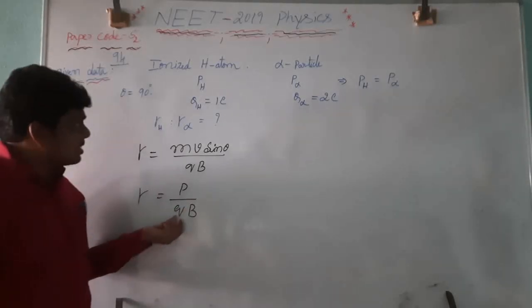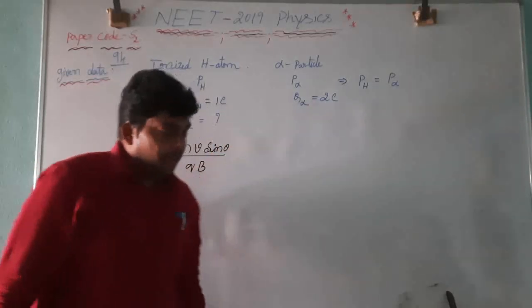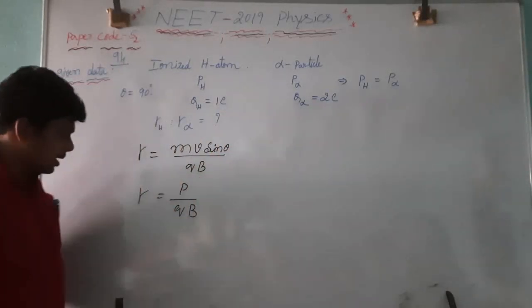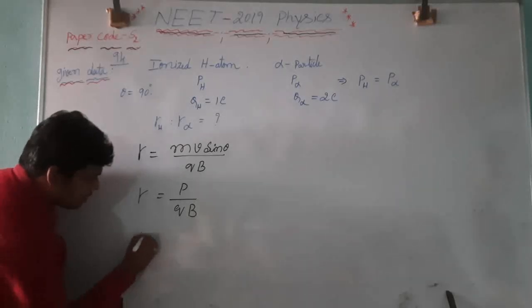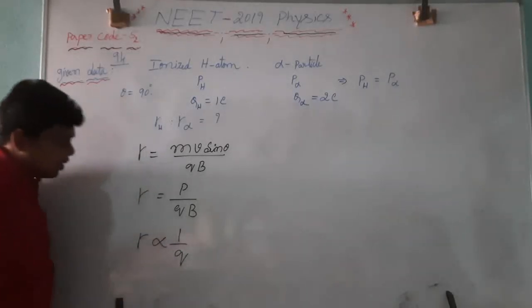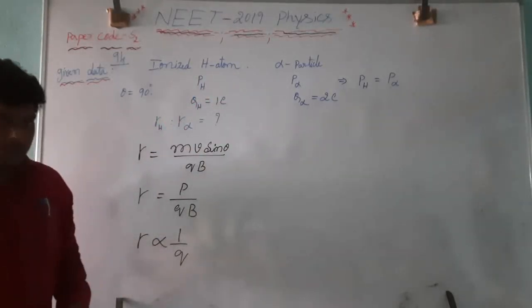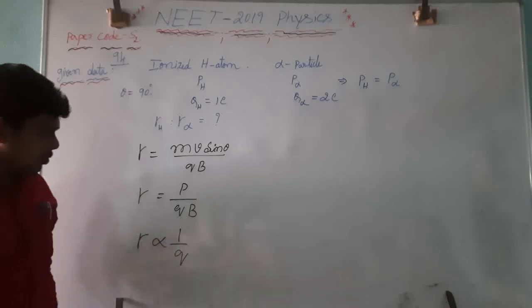Is qB the same in the two cases or different? Here 1e is there, here 2e is there. So only one variable quantity is there, that is q. R can be written as inversely proportional to q. p is constant in the two cases, B is also constant in the two cases. So R is inversely proportional to q.